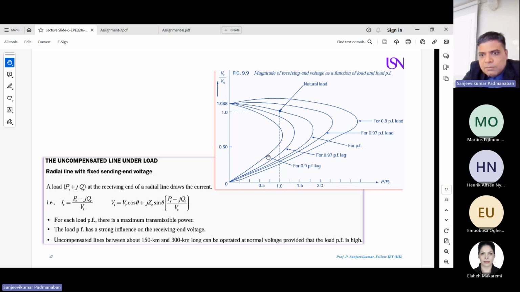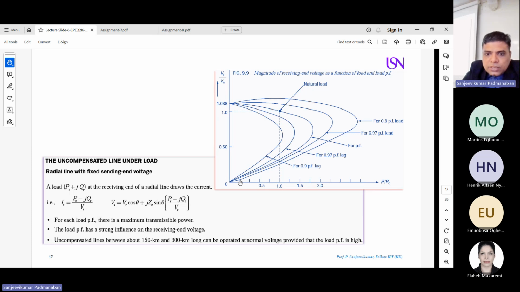For example, this case is 0.9 power factor lag. This is the case of 0.97 power factor lag. This is for a power factor of 0.9, say around 0.799. Then this is for a leading power factor 0.97. This is for leading power factor 0.95. So we have both lag and leading power factor. This is around a unity power factor in the middle. So you can have a look at how your P divided by P naught varies with respect to the receiving end voltage divided by sending end voltage.